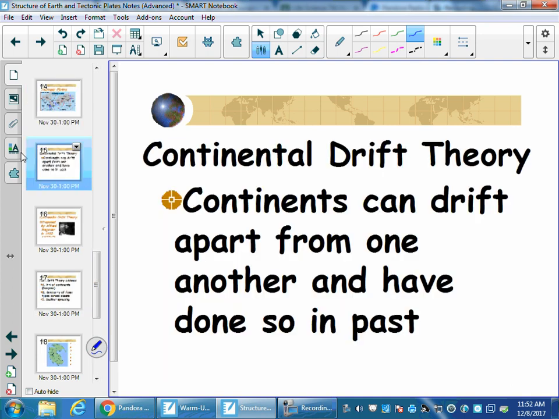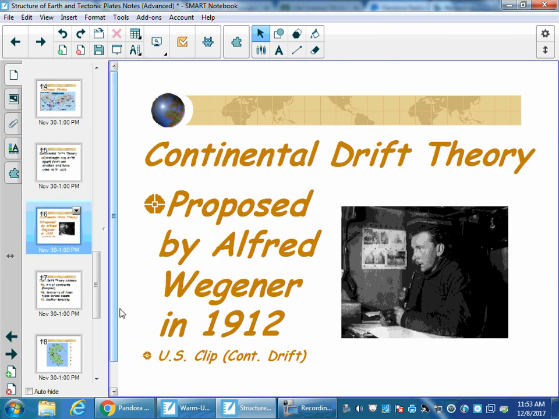Now, to get to this idea of seafloor spreading, we need to understand this idea of continental drift. Continental drift is the idea that continents can drift apart from one another and have done so in the past. When this was first thought of and people started researching it, they thought people were kind of crazy for developing this. It was not considered a good idea. People thought this guy was nuts. It was proposed by Alfred Wegener in 1918, and people were like, this guy's crazy. What he's saying can't make sense, because they didn't think that continents could move, as they didn't really have experience with continents moving.